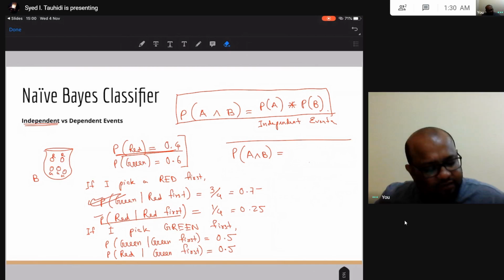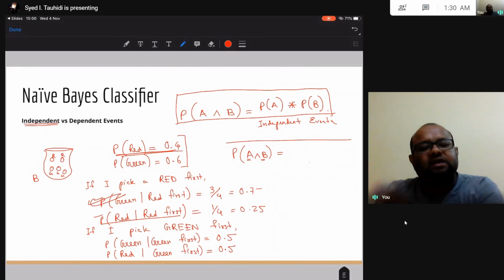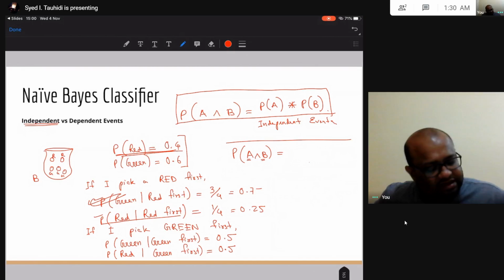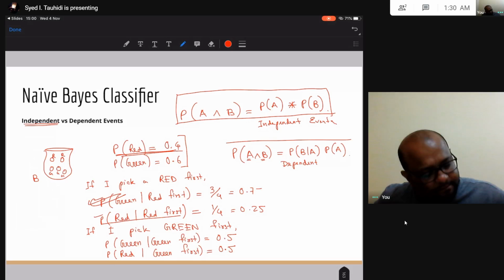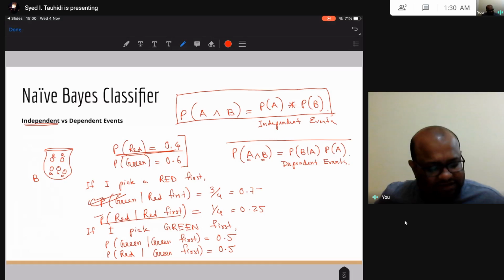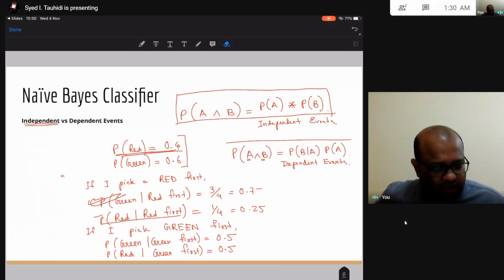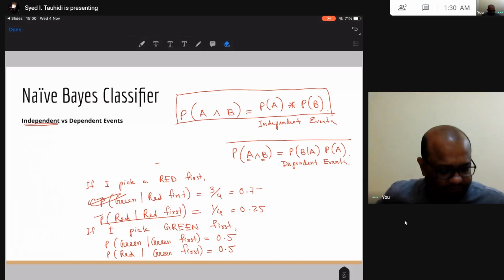Probability of A and B happening, well, the probability of B happening depends on the outcome of A. This is equal to probability of B given A times probability of A. This is the formula in the case of dependent events. Alright, so why is all this necessary? Why did I teach you all these things?